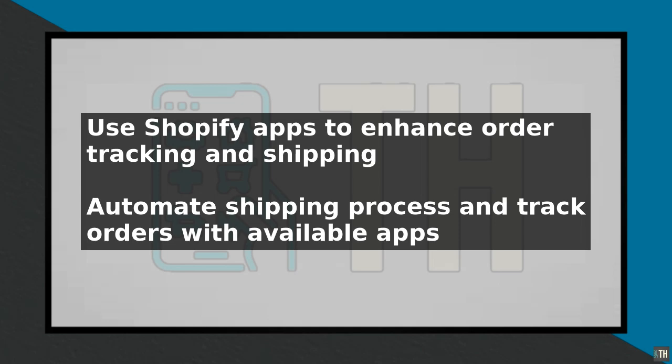In conclusion, tracking orders on Shopify is a straightforward process that can be done from the Orders section of your Shopify admin panel. By using the tracking number and automated email notifications, you can keep your customers informed about the status of their orders and improve customer satisfaction.